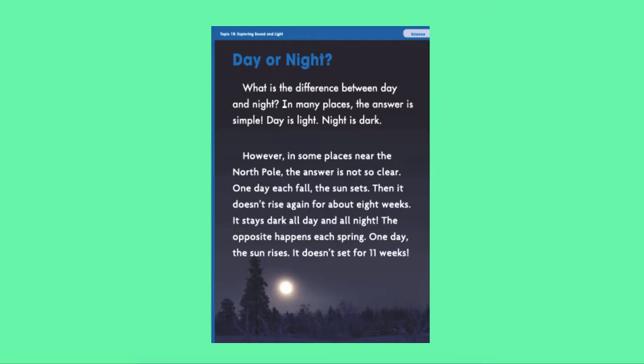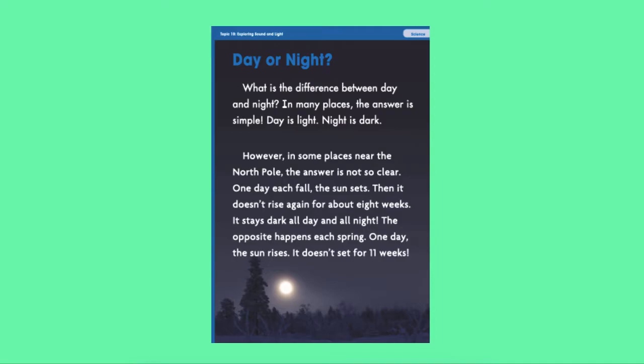Day or night? What is the difference between day and night? In many places, the answer is simple. Day is light, night is dark. However, in some places near the North Pole, the answer is not so clear. One day each fall, the sun sets. Then it doesn't rise again for about 8 weeks. It stays dark all day and all night. The opposite happens each spring. One day the sun rises. It doesn't set for 11 weeks. Oh my gosh, that's so crazy, friends.